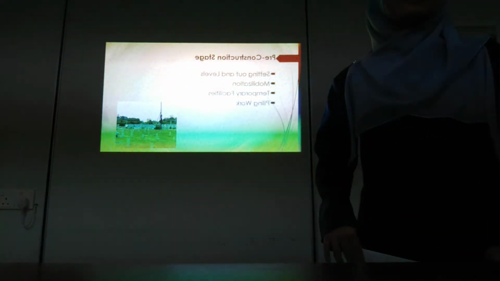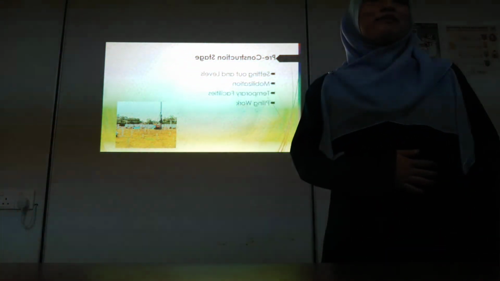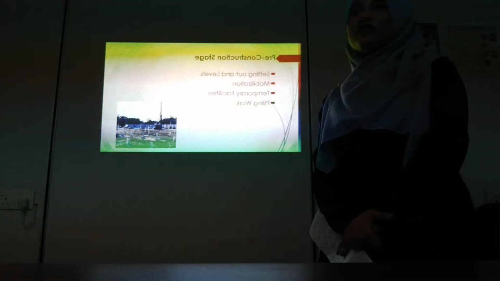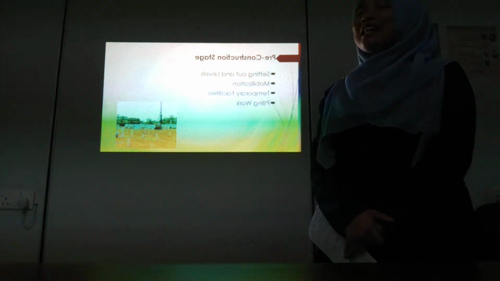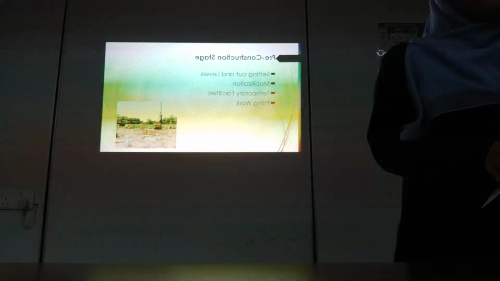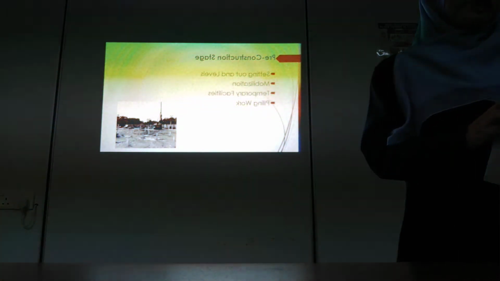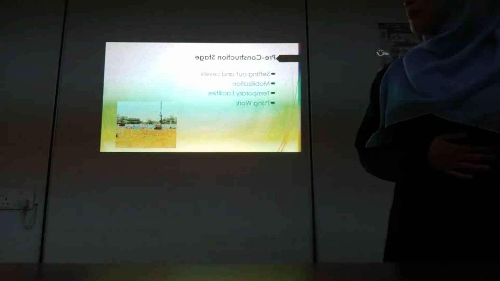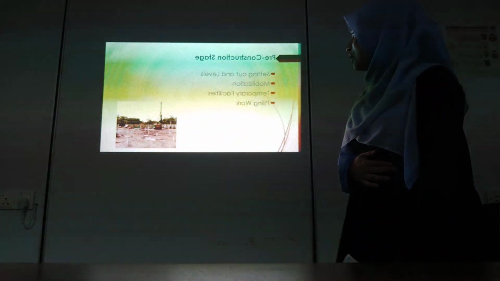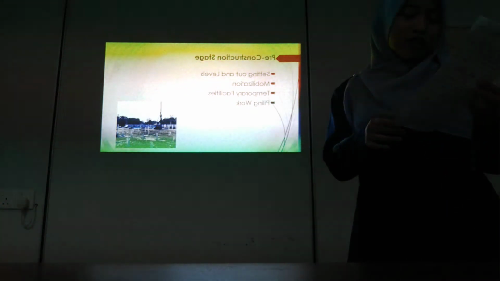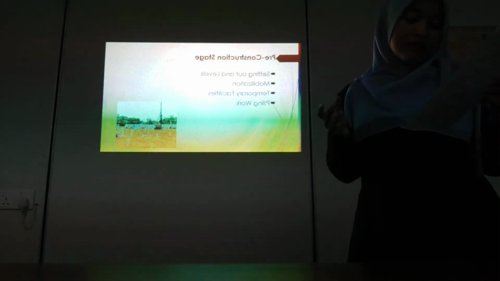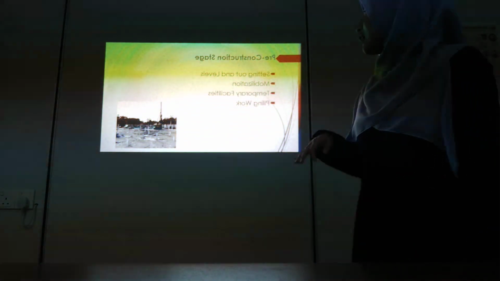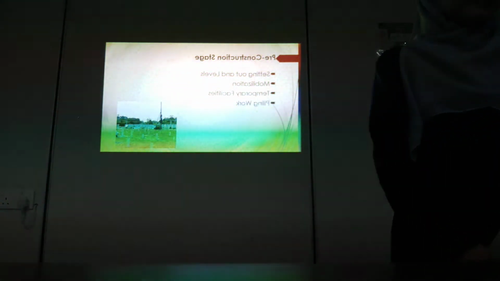Then is the pre-construction stage, which is setting out and levels, mobilization, temporary facilities, and planning work. Mobilization is to provide an access road for the machinery and equipment. Temporary facilities include a temporary toilet, and piling work if the soil condition is not good. Piling is driving RC pipes at the proposed STP with a length of 24 meters, driven to a specific required depth.